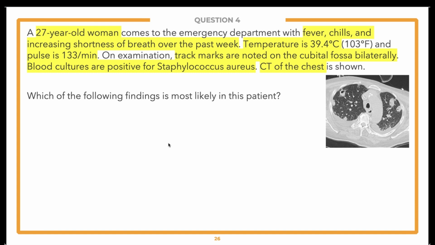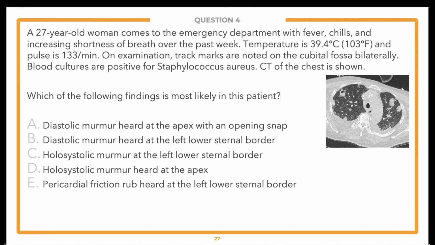What I'm going to do is walk through the answer choices here, and we're going to do it from bottom to the top. Answer choice E, pericardial friction rub heard at the left lower sternal border. Answer choice D, holosystolic murmur heard at the apex. Answer choice C, holosystolic murmur at the left lower sternal border. Answer choice B, diastolic murmur heard at the left lower sternal border. And answer choice A, diastolic murmur heard at the apex with an opening snap.